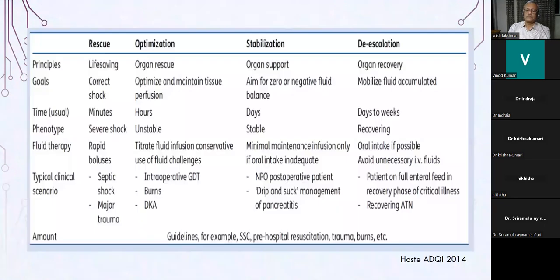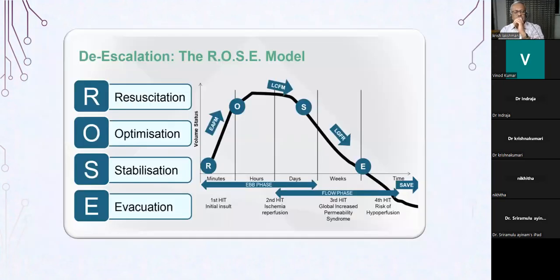In stabilization, we see that the patient has reached the stable stage, and we aim for zero fluid balance, and only minimal maintenance infusion is preferred. The final stage is de-escalation, where we aim to stop the fluid, and oral intake is encouraged. It takes place over the next few weeks.